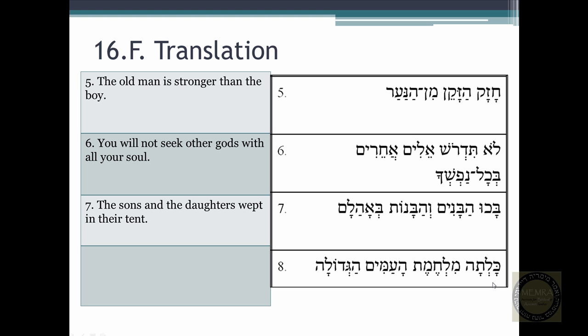Number 8, chalata milchemet ha'amim ha'gedolah. So we have our verb form, chalata. Is there a prefix? No, it's from kala, and again the third hey has dropped, so we have this ta ending. So we have milchemet ha'amim ha'gedolah. So the great battle of the peoples came to an end, or finished, or ended.